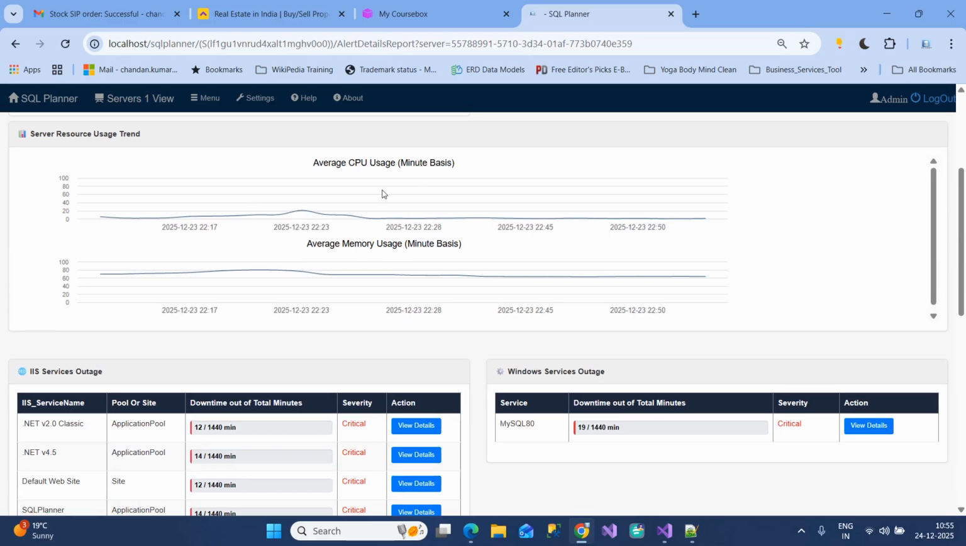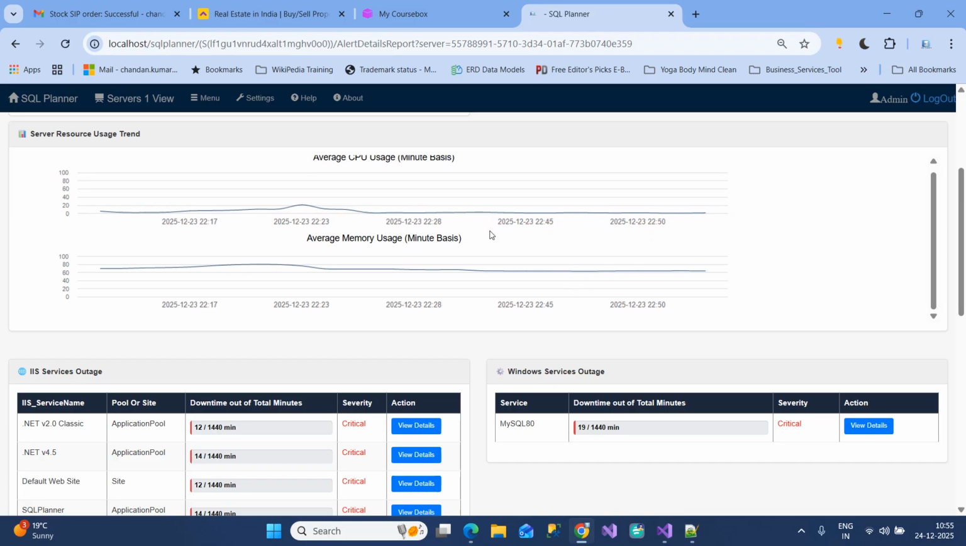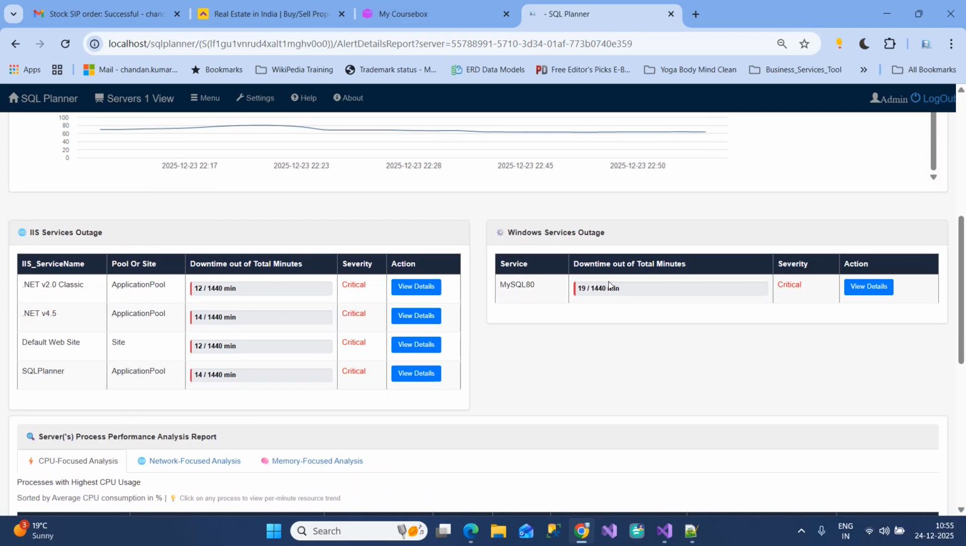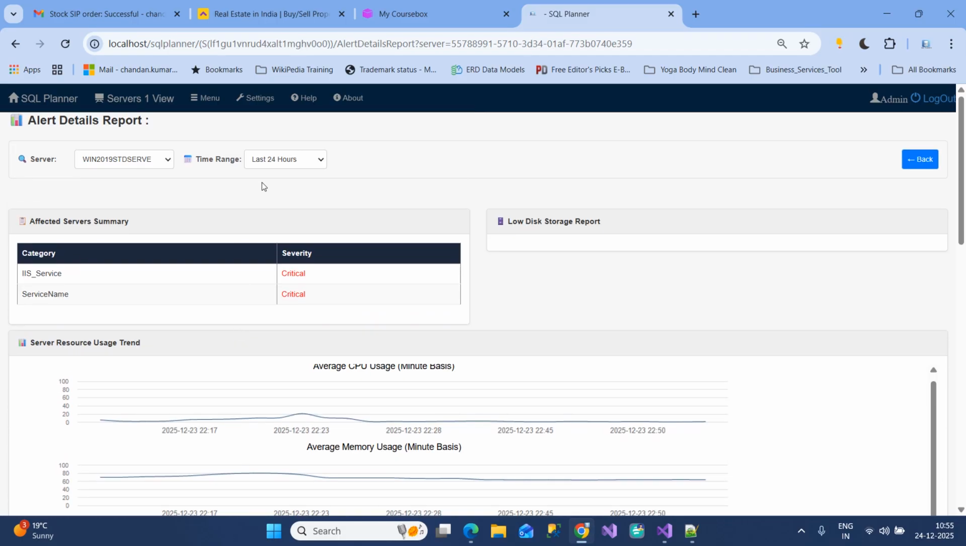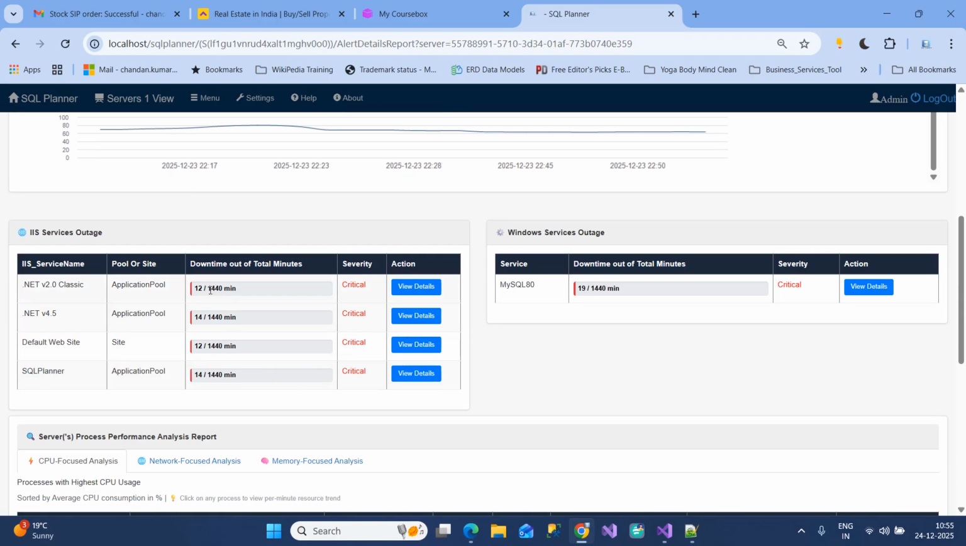It's just for understanding what the CPU and memory consumption is at the moment in the server. That is why this graph is there. But here you see IIS and service have a particular issue. What we see here is that IIS, Internet Information Service, had some application pool or sites down for approximately 1% of the time over the last 24 hours, and around 12 minutes.